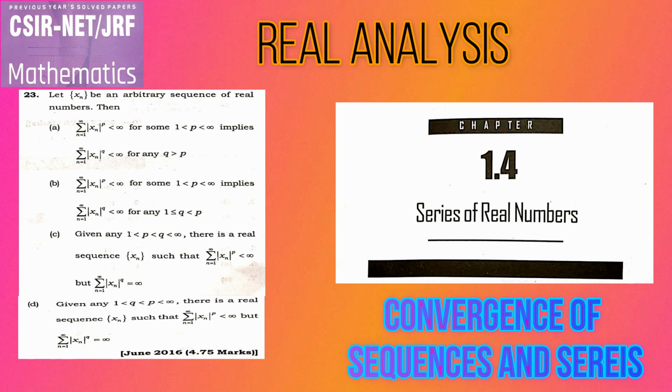And options C and D say that for 1 strictly less than p strictly less than infinity, there is a sequence xn such that the sum from n equal to 1 to infinity, xn raised to p, is smaller than infinity, but the sum from n equal to 1 to infinity, xn raised to q, is not smaller than infinity. So we have to figure out which option is correct from A, B, C, D. Now let us see. Let's start the solution. First of all, we understand the solution, then we'll go for the detailed understanding of our options.